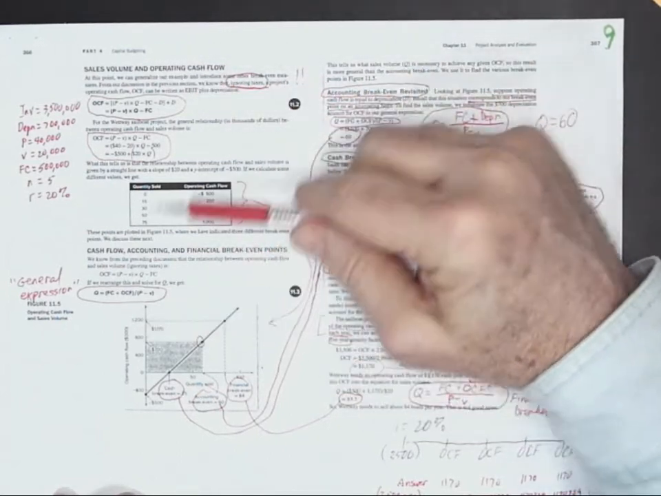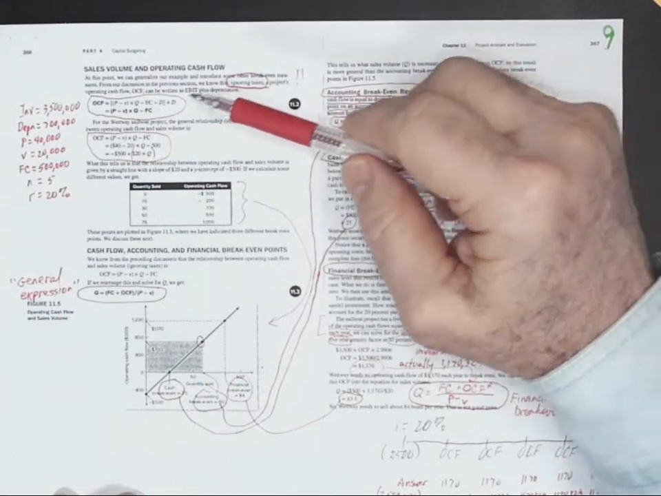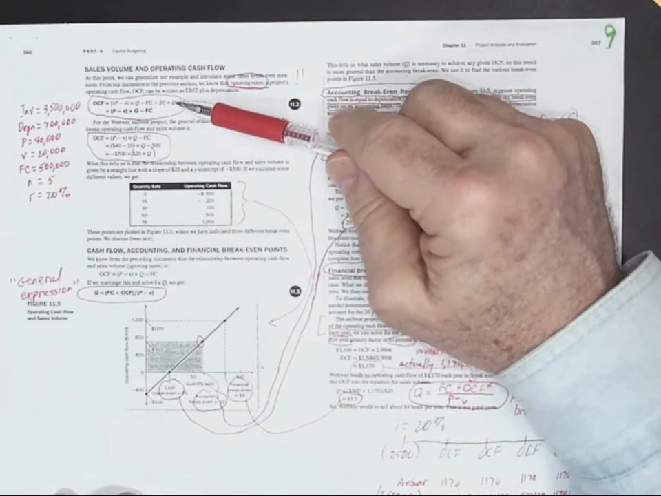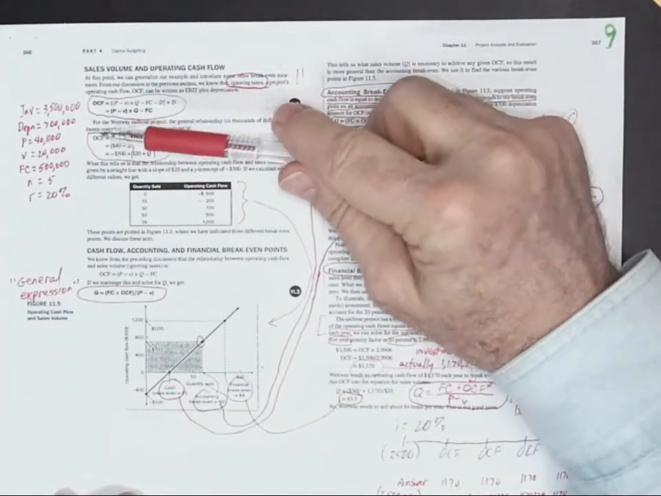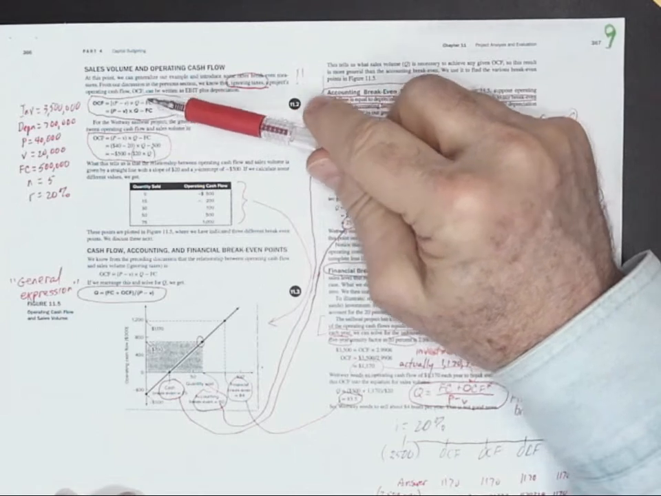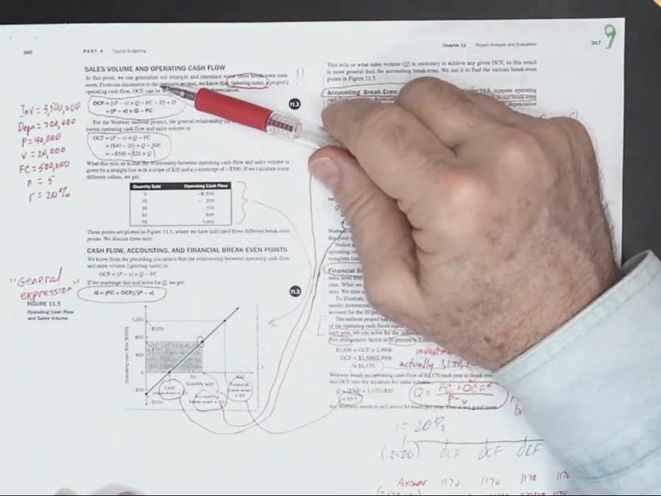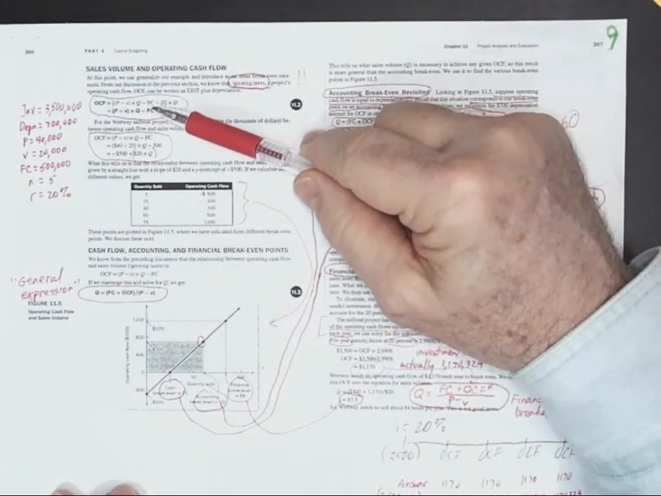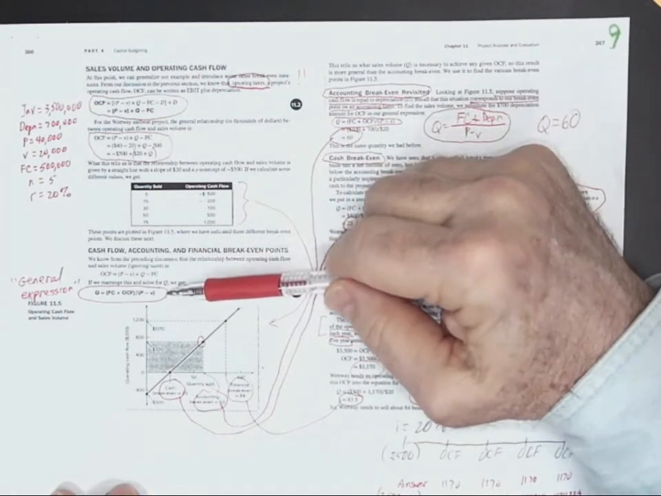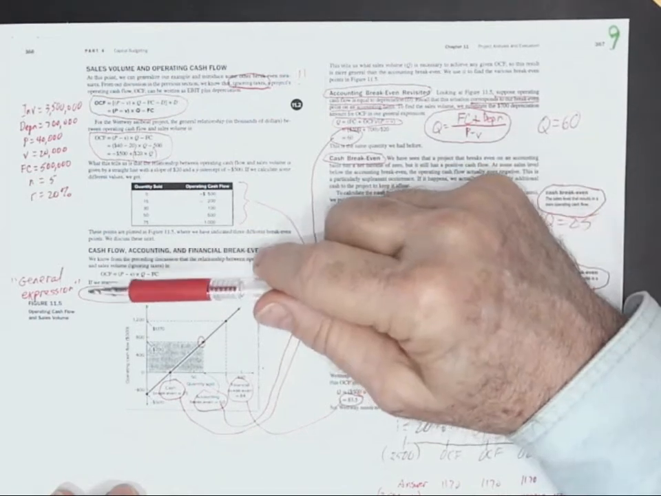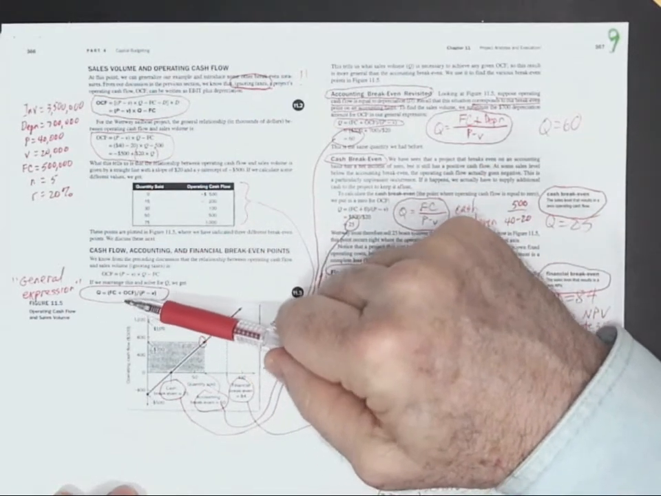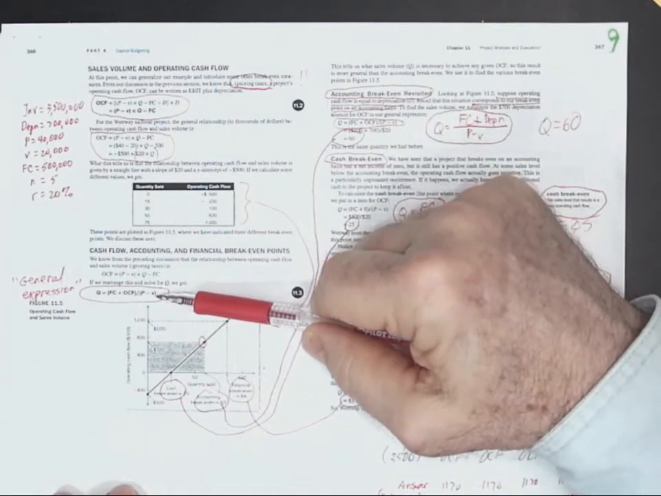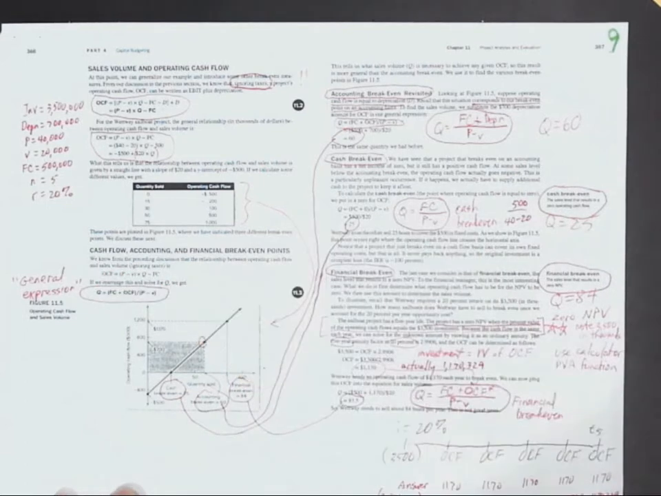So from here on down, we're ignoring taxes. So they show that depreciation being subtracted and then added back cancels out. So we have P minus V times Q minus FC. And they drop that down to here. And here is exactly the same as this line. And then they rearrange to solve for Q. Q equals fixed cost plus operating cash flow divided by P minus V. And that is what they're referring to as the general expression.